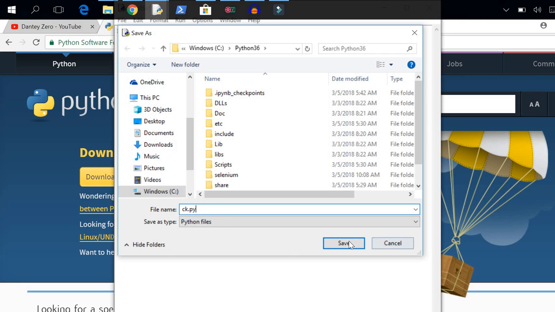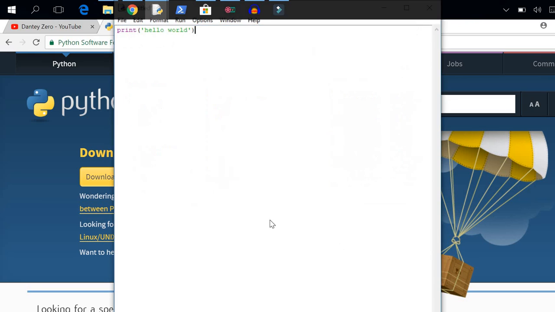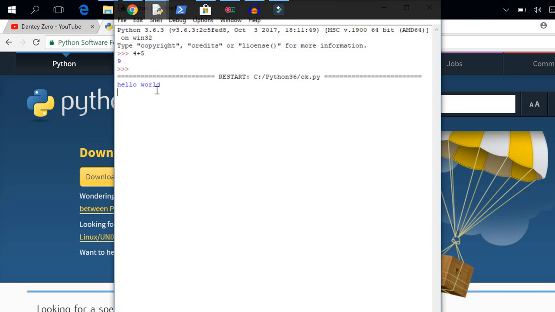.py, and the file should be saved as .py. That is the extension for it, and this is it.